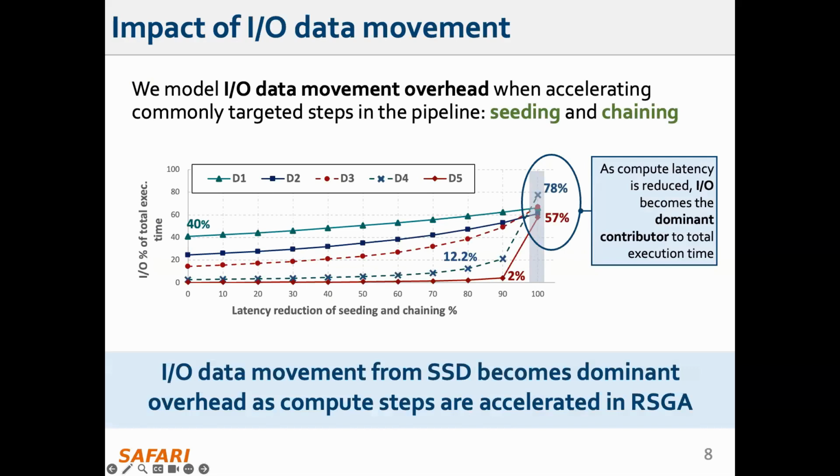So we did a modeling experiment to understand the role of the I/O a bit more deeply, where we model a scenario where the seeding and chaining steps, so the last 2 steps of mapping, are accelerated. Here in this graph on the x-axis, you can see the degree of acceleration of these 2 steps, while the y-axis displays the percentage of the I/O data movement as part of the end-to-end execution time. And you can see I/O quickly becomes the dominant bottleneck, accounting for up to 78%, even for the larger genomes, which is why we conclude that compute-only acceleration isn't sufficient, but we need to fundamentally reduce the data movement.